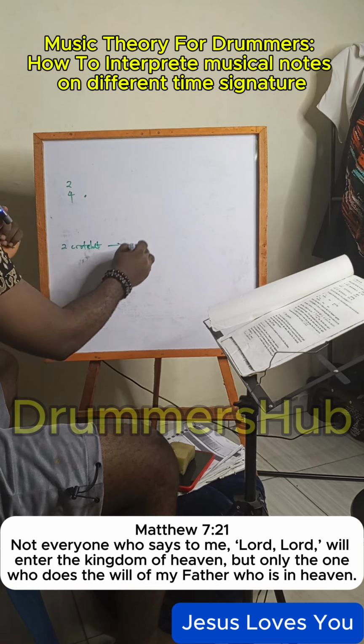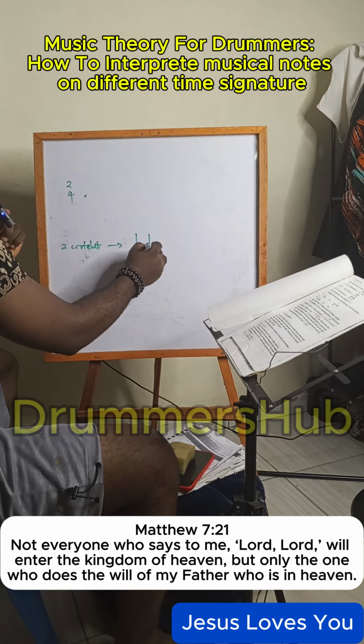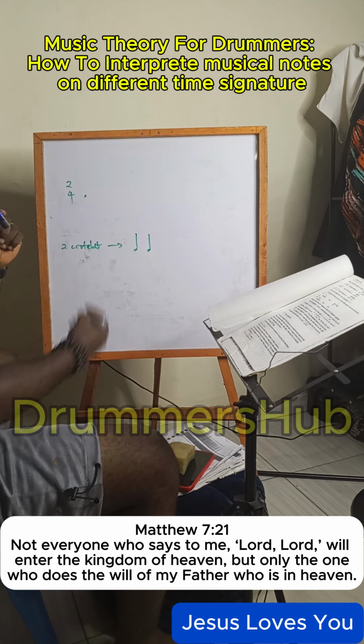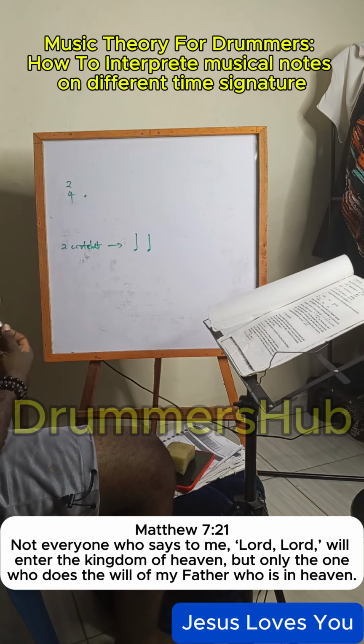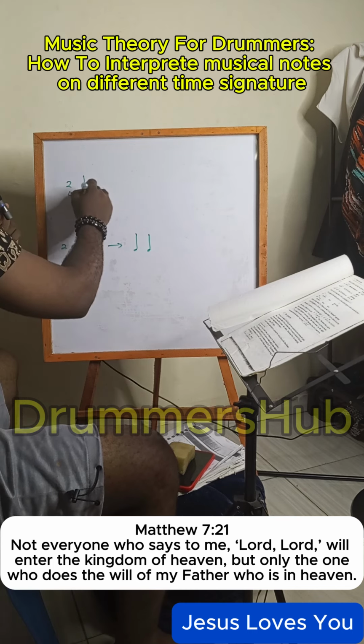So when we mean 2 crotchets, we refer to something like this. And mind you, it could be 2 crotchets or its equivalent. So it could be its equivalent or it could be the crotchet itself. Whichever one, it is correct. So we can have something like this.